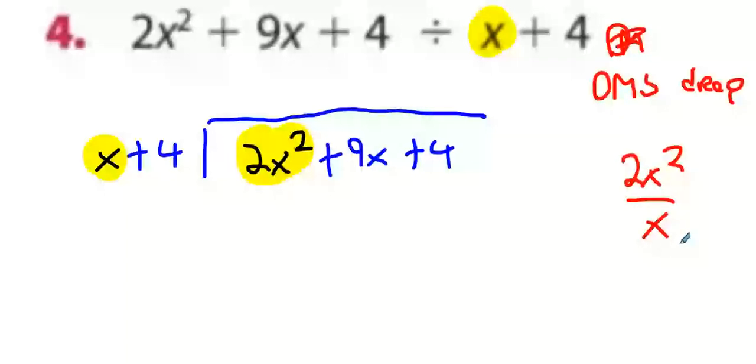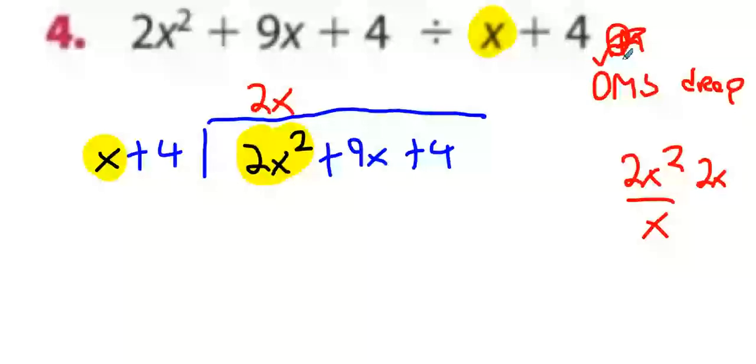Does anybody know the answer to that? Anybody know? 2xx divided by x. The answer is 2x. One of the x's on the bottom cancels one of the x's on the top. So the answer is 2x, and it goes up here. I have completed division. Division is completed.